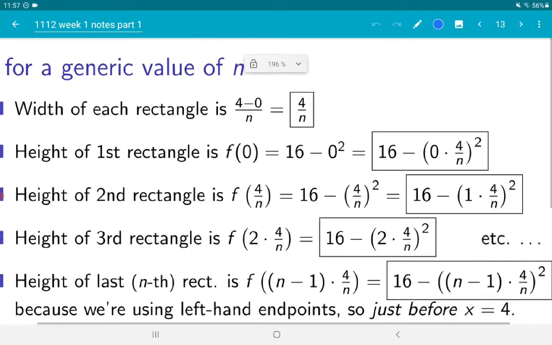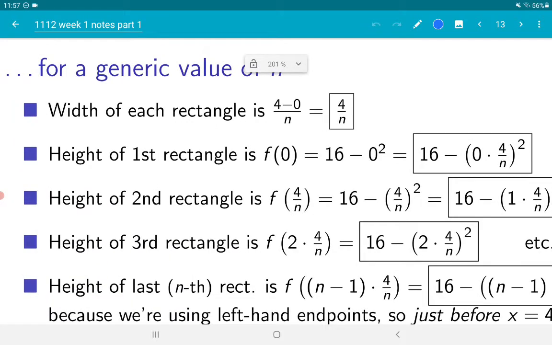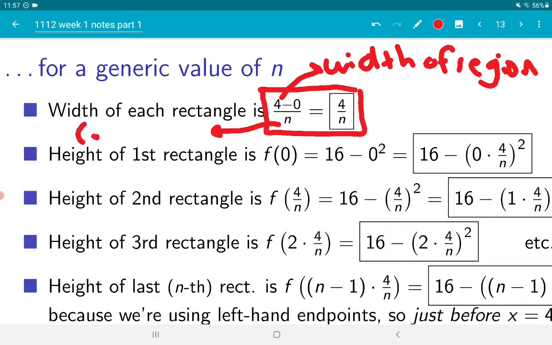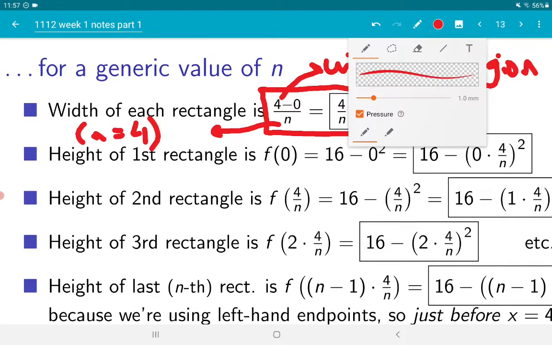So here's that pattern. This is what I was just showing you in red on the last screen. 4 minus 0, that's the total width of the region. And I'm dividing by n, which remember in our first example on the last slide was just n equals 4. But I could do this for any n.